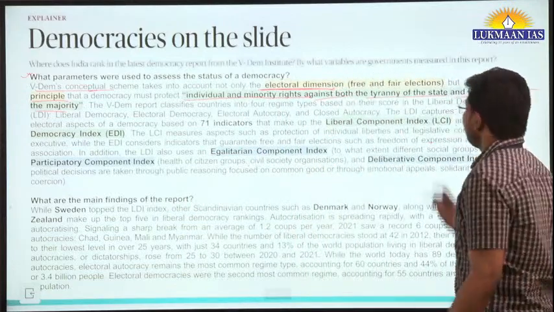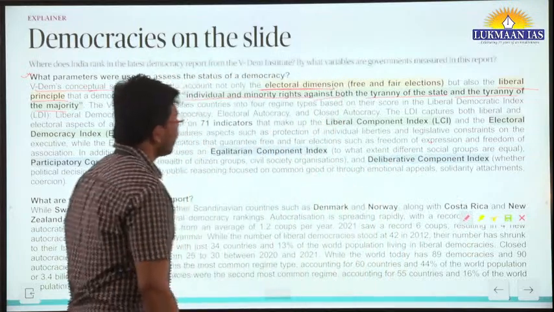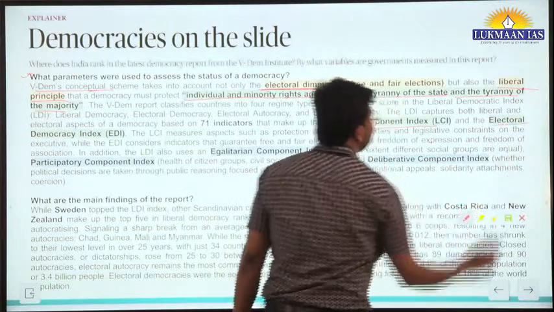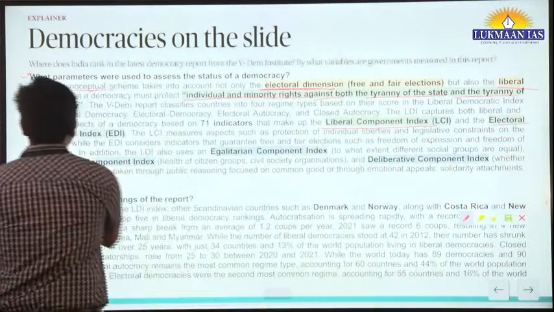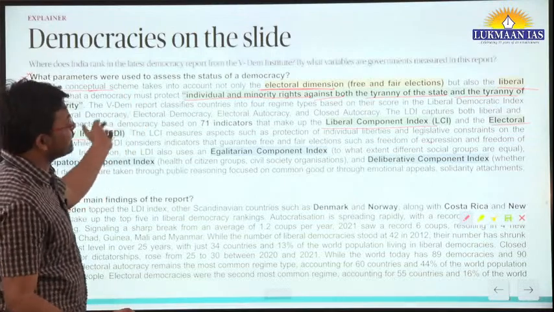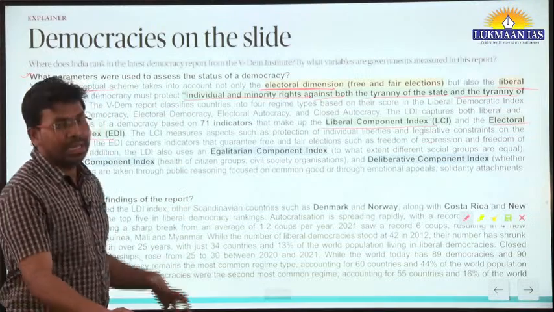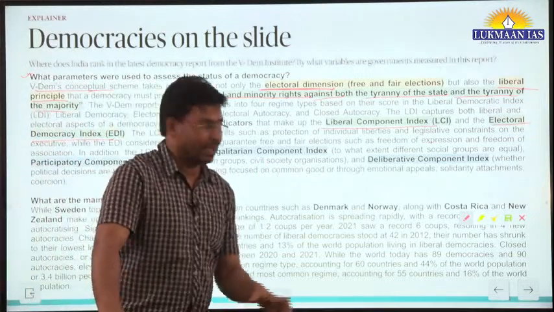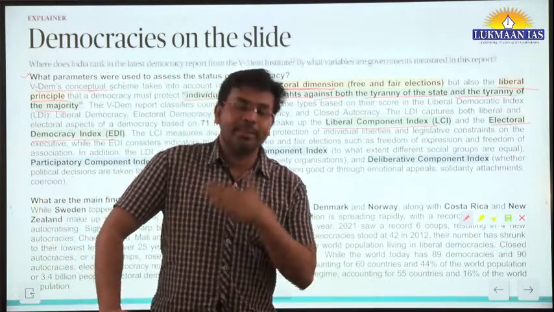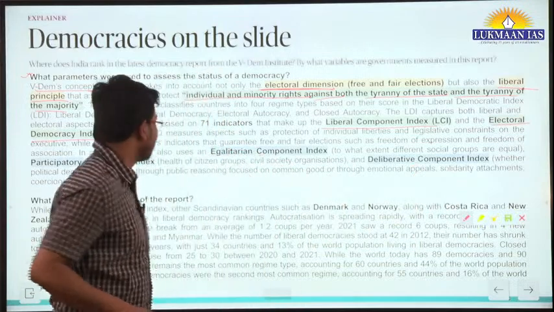Okay, so I talked about there being sub indexes under this particular report. One index is known as the liberal component index. The second is known as the electoral democracy index. We have discussed the electoral democracy index. Then it also has the liberal component index. Liberal component means how liberal that country is, I mean, is that country having proper fundamental rights, and a proper structure to give rights to the minorities or not.